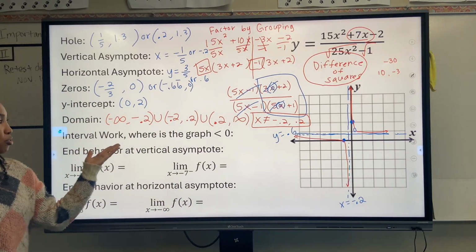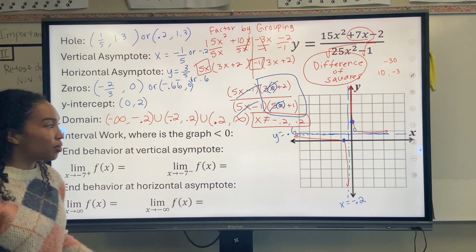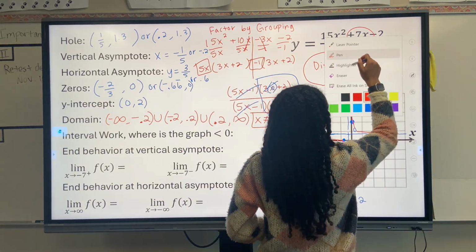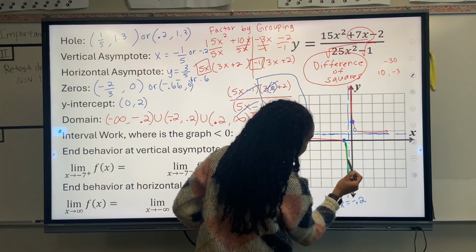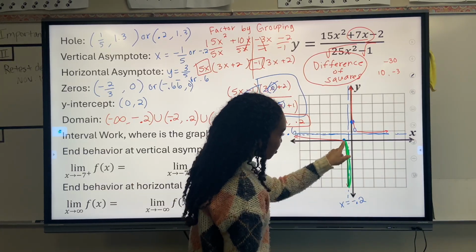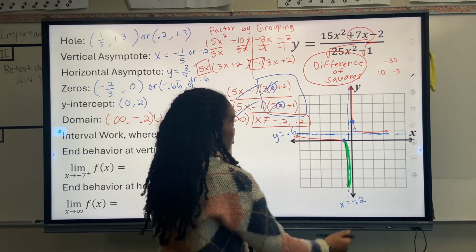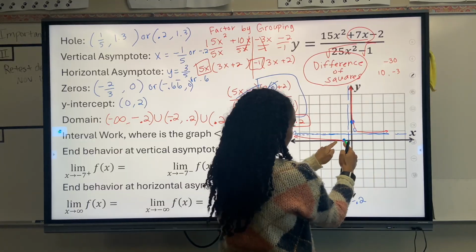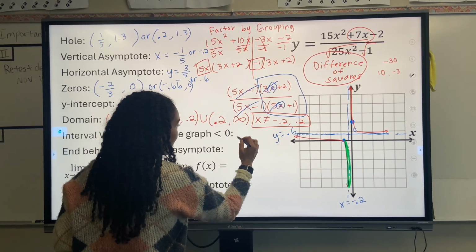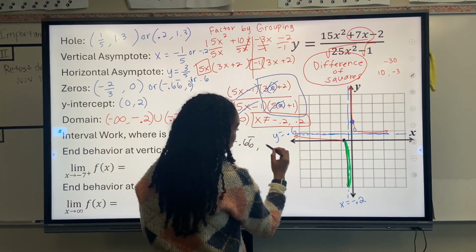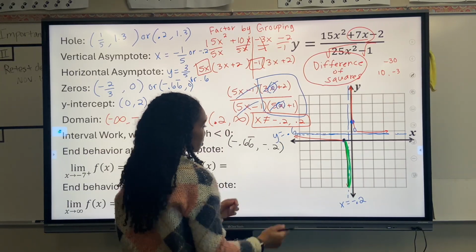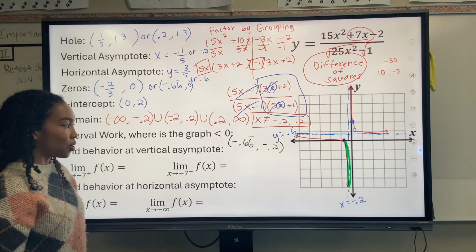Okay, where is the interval where your graph is less than 0? Your graph is less than 0 right here, from that x-intercept to there. So that interval, this x-intercept is at negative 0.66, and to the asymptote, which is at negative 0.2. So that's the interval where your graph is below 0.